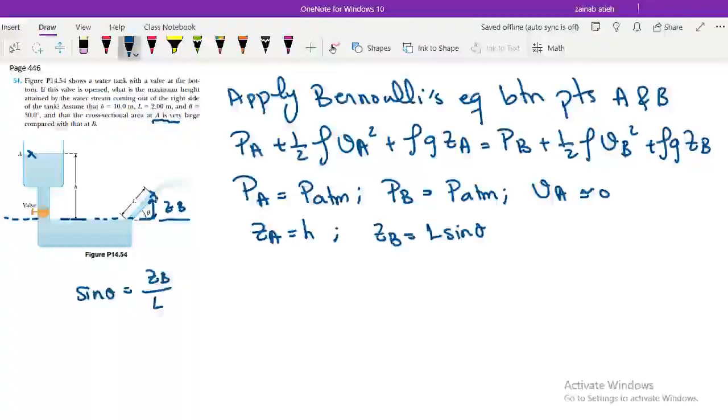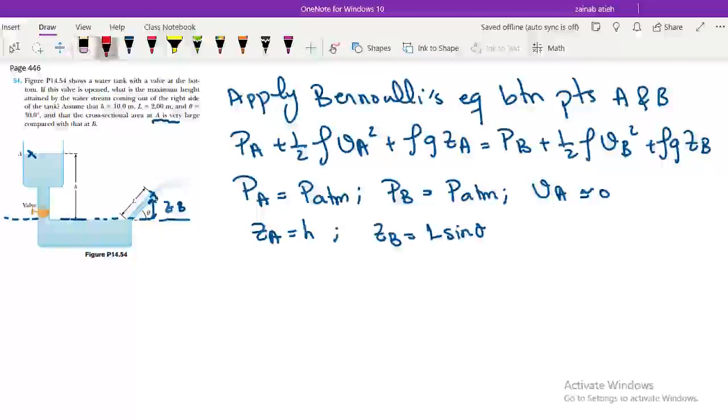So I will erase this information. How do you know if it's sine or cosine? You look at whether the Z is opposite to theta or adjacent. Here Z is opposite to theta, so for sure it's sine. It's L sine theta. Anyway, I have found everything.